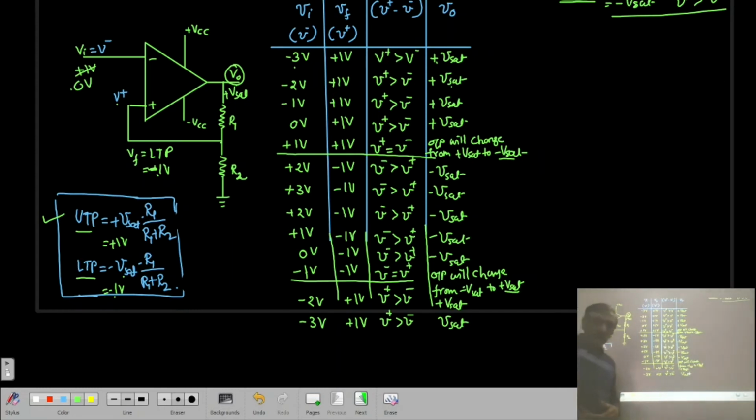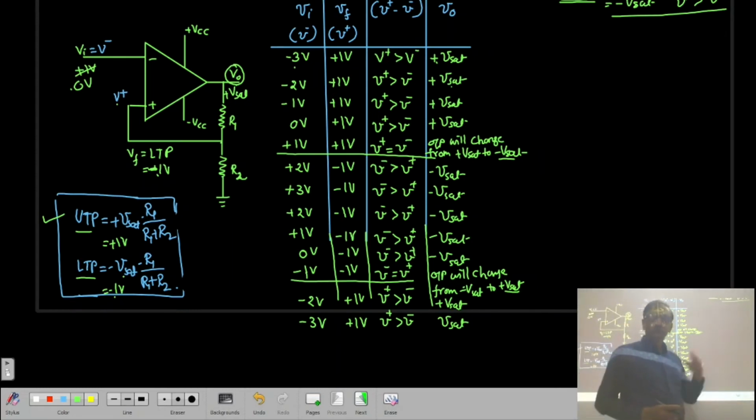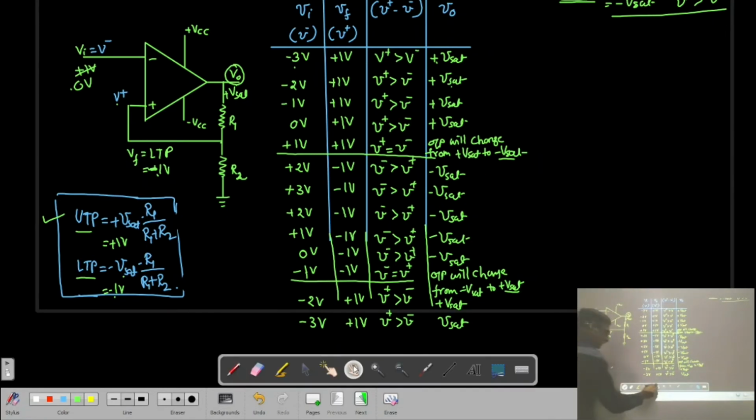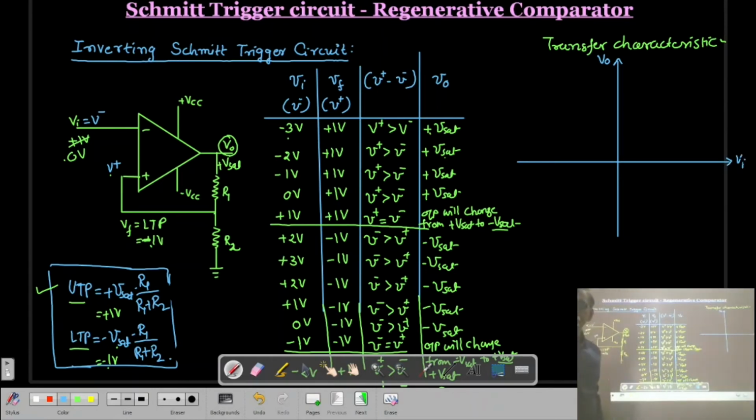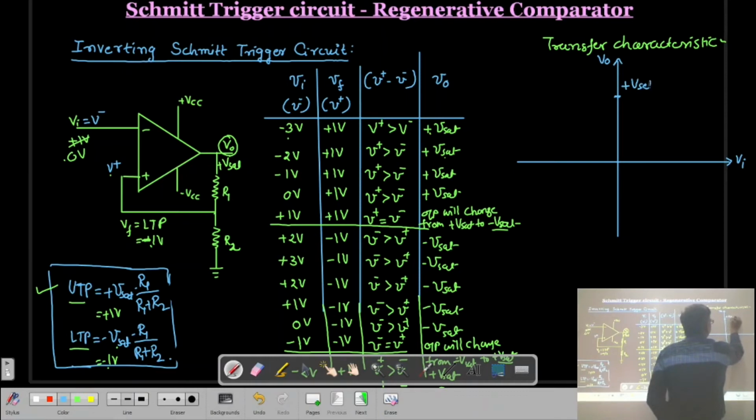Now we will draw a graph between the output voltage and input voltage, which is known as the transfer characteristics. Remember. So what is the transfer characteristics? Now on the y-axis, the output voltage is there. On the x-axis, the input voltage is there. And let us say somewhere here we have plus V saturation output, and somewhere here we have minus V saturation.